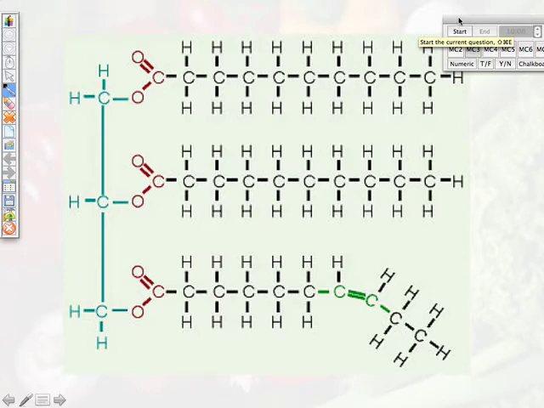Okay, I've got another question for you. Would this be a simple, A, or mixed, B, glyceride? Simple or mixed?